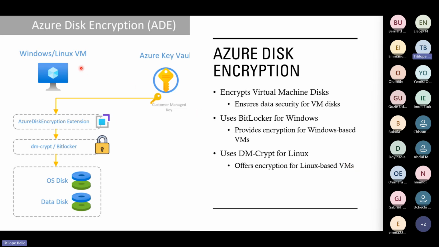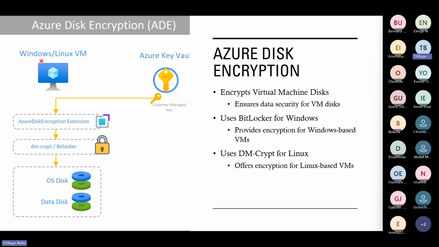So if you look at this image that we have here, the AD is actually meaning Azure Disk Encryption, while the other one is SSE. SSE is Azure Storage Service Encryption. So now here you have your Key Vault that is integrated with this virtual machine, whether it's a Linux VM or a Windows VM. Now, Azure Disk is encrypted.